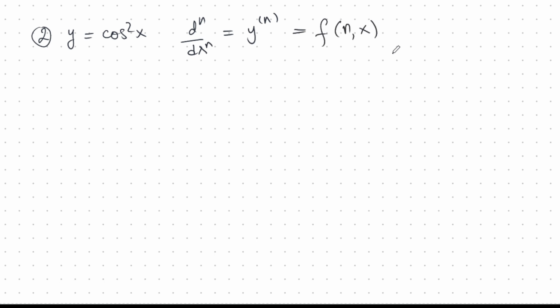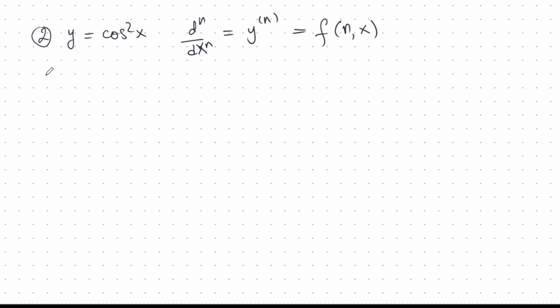Problem 2. y is cos squared x. We want to find the nth derivative of this, y^(n), as a function of n and x. We don't want pieces. We don't want if then else. We don't want mod arithmetic. We don't want powers of -1 with integer parts. We want just one function.